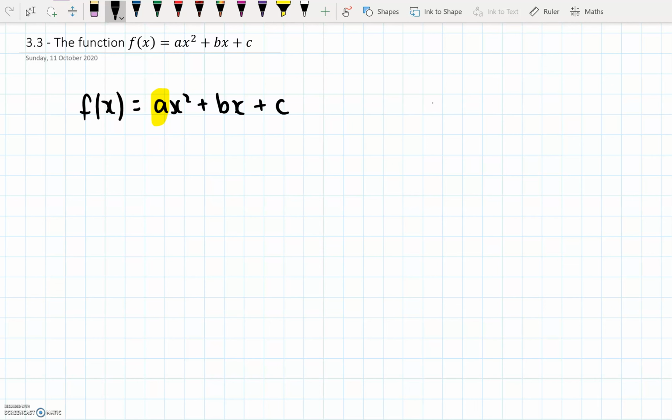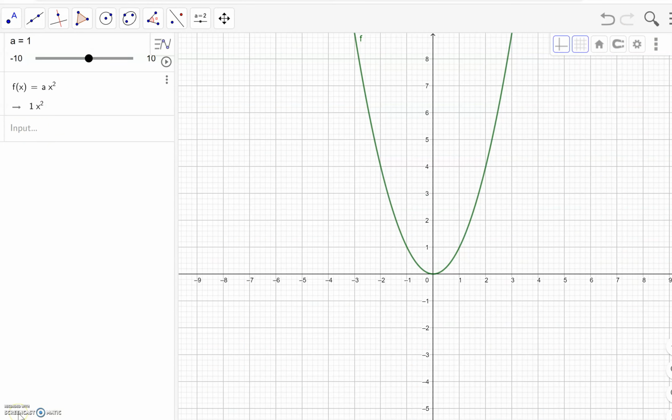to remember it. So the a tells us basically how wide the arms of the parabola are, okay? And that's a little bit strange. So I'm going to show you what I mean in GeoGebra. Okay, so this is GeoGebra. Some of you have seen it before. This is a program where we can graph functions and we can do things to them and see what happens.